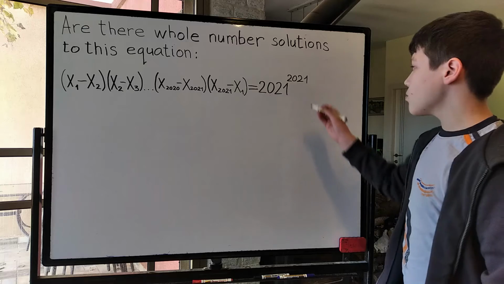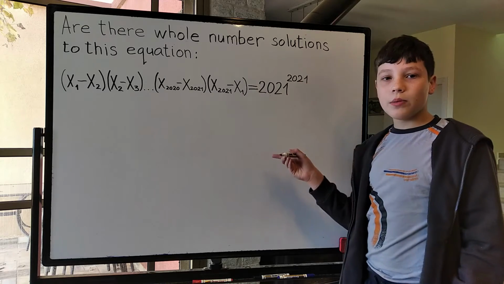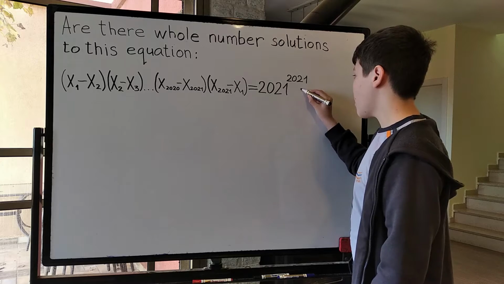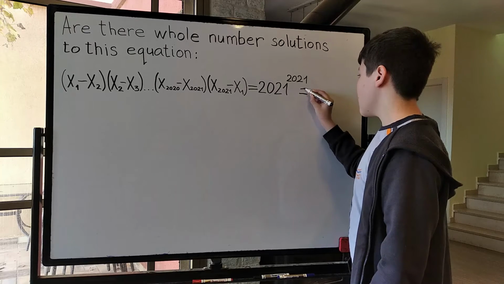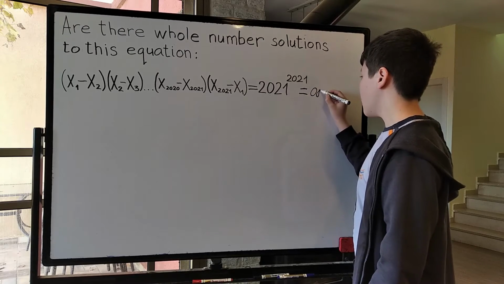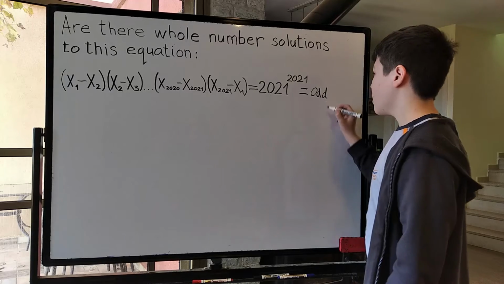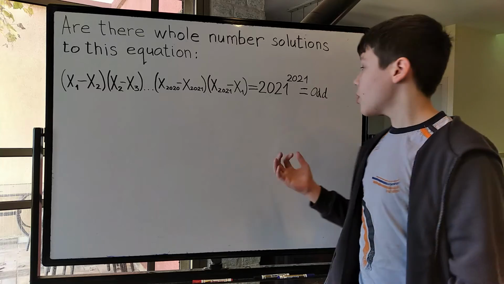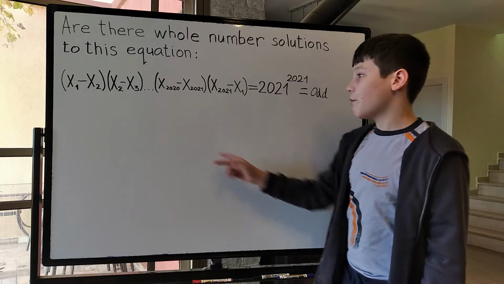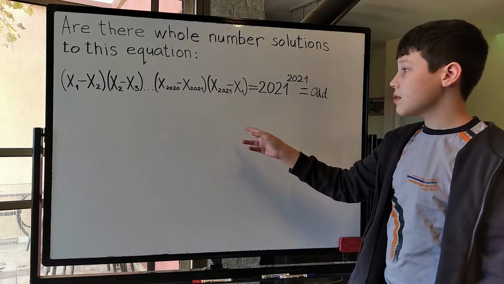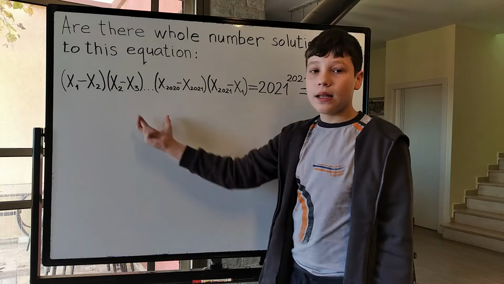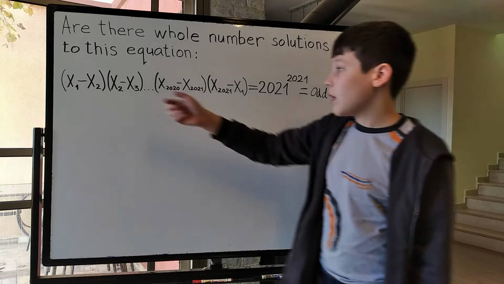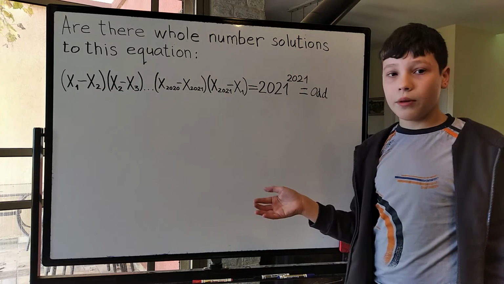So first things first, we'll notice that 2021 to the 2021 is an odd number. No matter how big, it is an odd number. But then that will mean that maybe you can show that there are no solutions if one of these terms in the product is even. That it always has to be even if all of these x's are whole numbers.